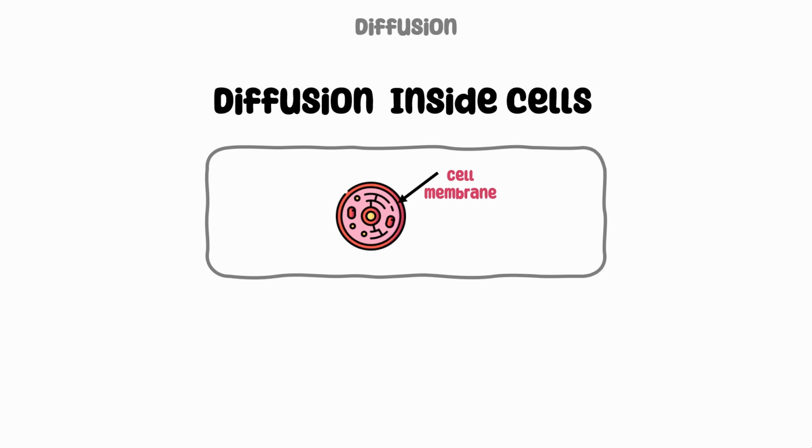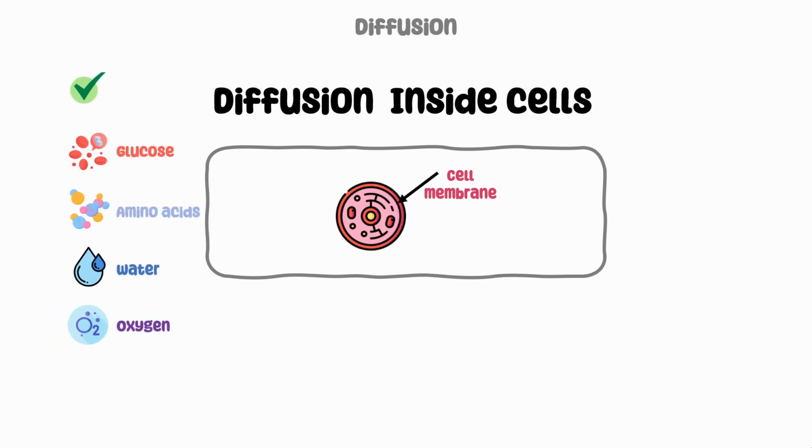Only very small molecules can diffuse through the cell membrane, things like glucose, amino acids, water, and oxygen. Bigger molecules cannot fit through it.